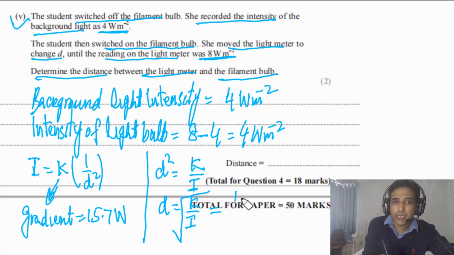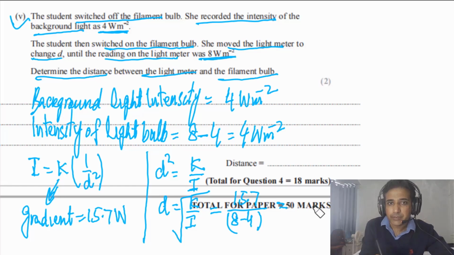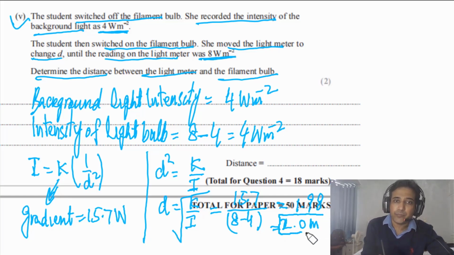So the value of K we have, that is 15.7, and the value of I we have, that is 4, or simply you can say 8 minus 4, and if we solve this one we will get the final answer. So this is 1.98 up to 3 SF, but as in this case the least number of SF we have is 1 and the maximum is 3, it's better to write it up to 2 SF. So we can say this is 2.0 meters. So this is our final answer.